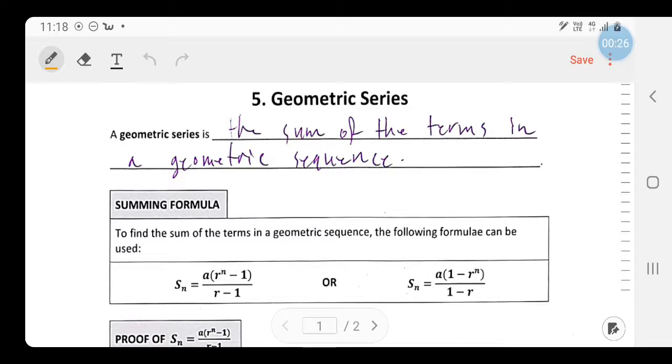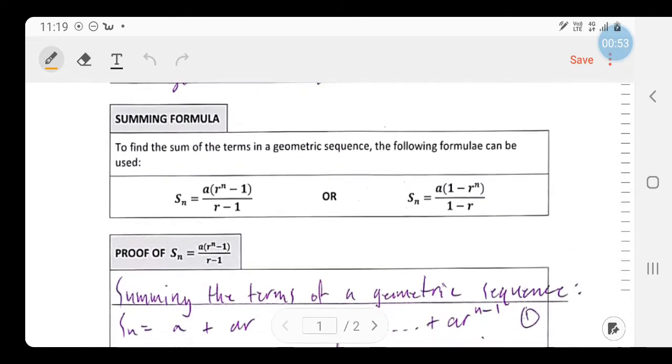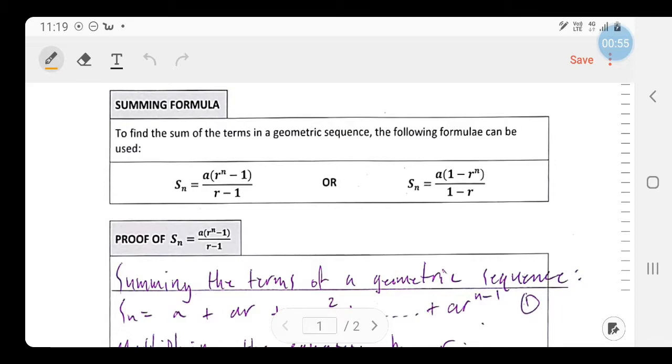So a geometric series is obviously the sum of the terms in a geometric sequence, just like an arithmetic series was the sum of the terms in an arithmetic sequence, okay? And we had a nice little summing formula for arithmetic series. We also have a nice little formula for geometric series, and we are also going to prove it. So let's first take a quick look at the formula.